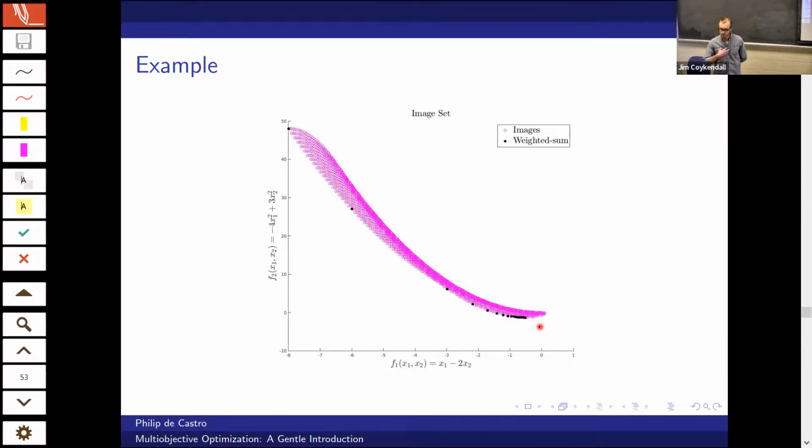And just like we saw from our intuition, we see that they are indeed Pareto, because they're right there on the boundary.